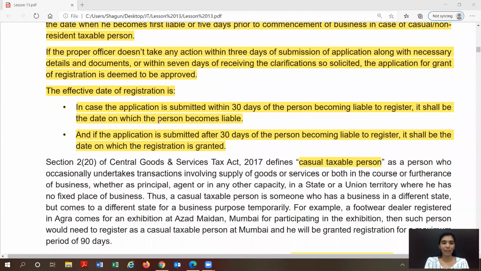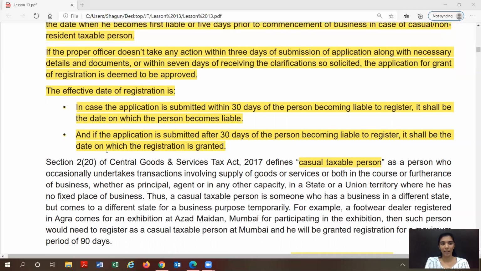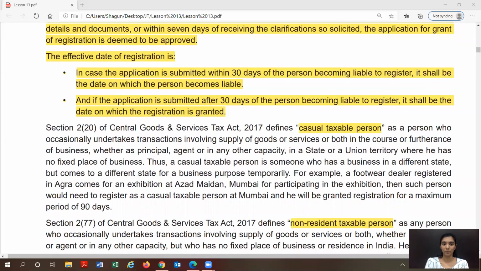And what will be the effective date of registration for GST? In case the application is submitted within 30 days of the person becoming liable, the date on which such a person becomes liable to register will be taken as the date of registration. And if the application is submitted after 30 days from a person becoming liable to register, it shall be the date on which the registration is actually granted.